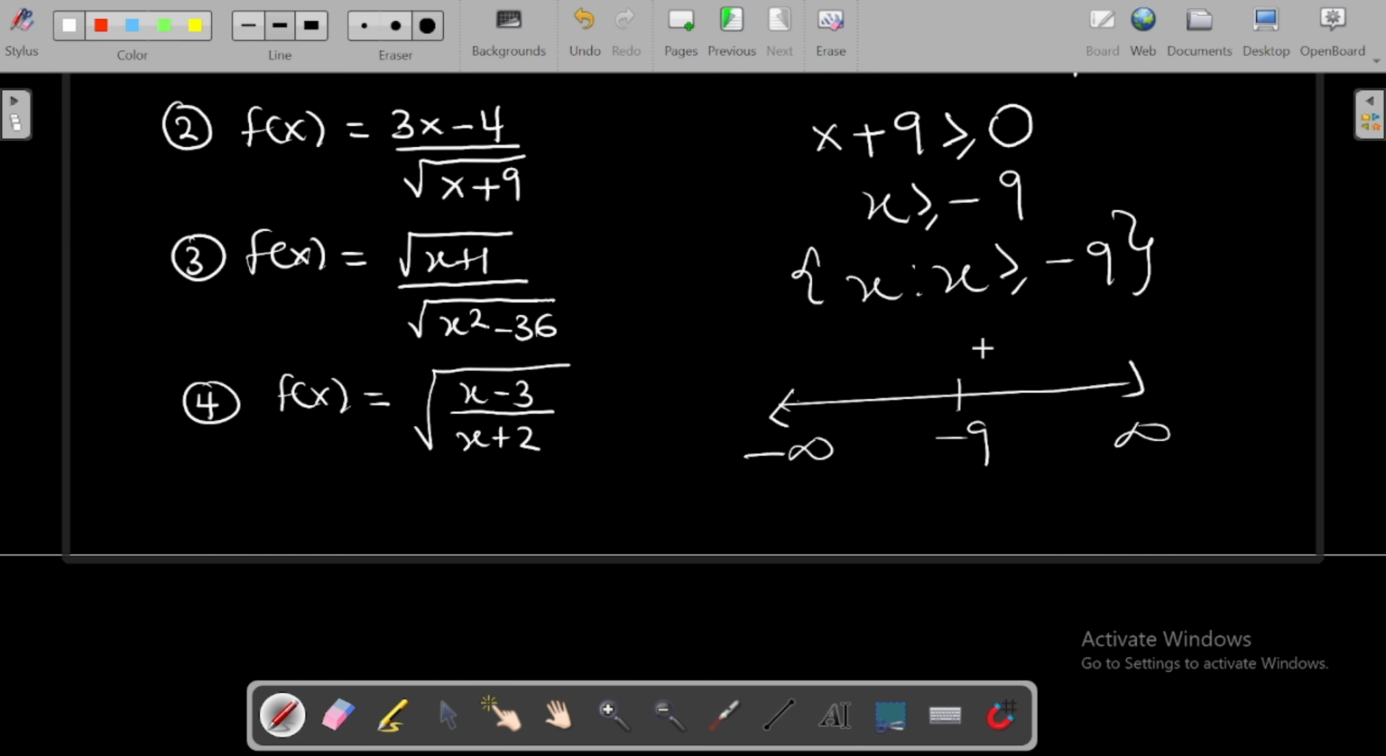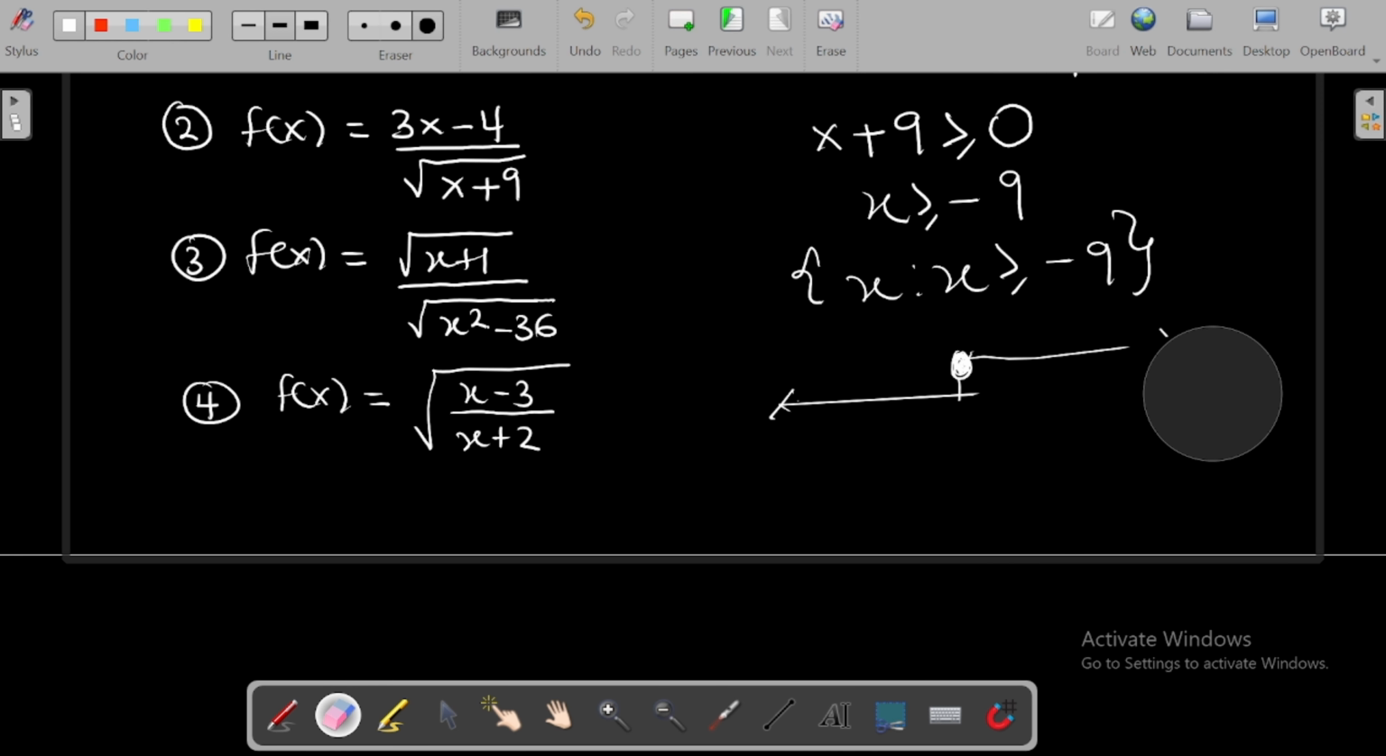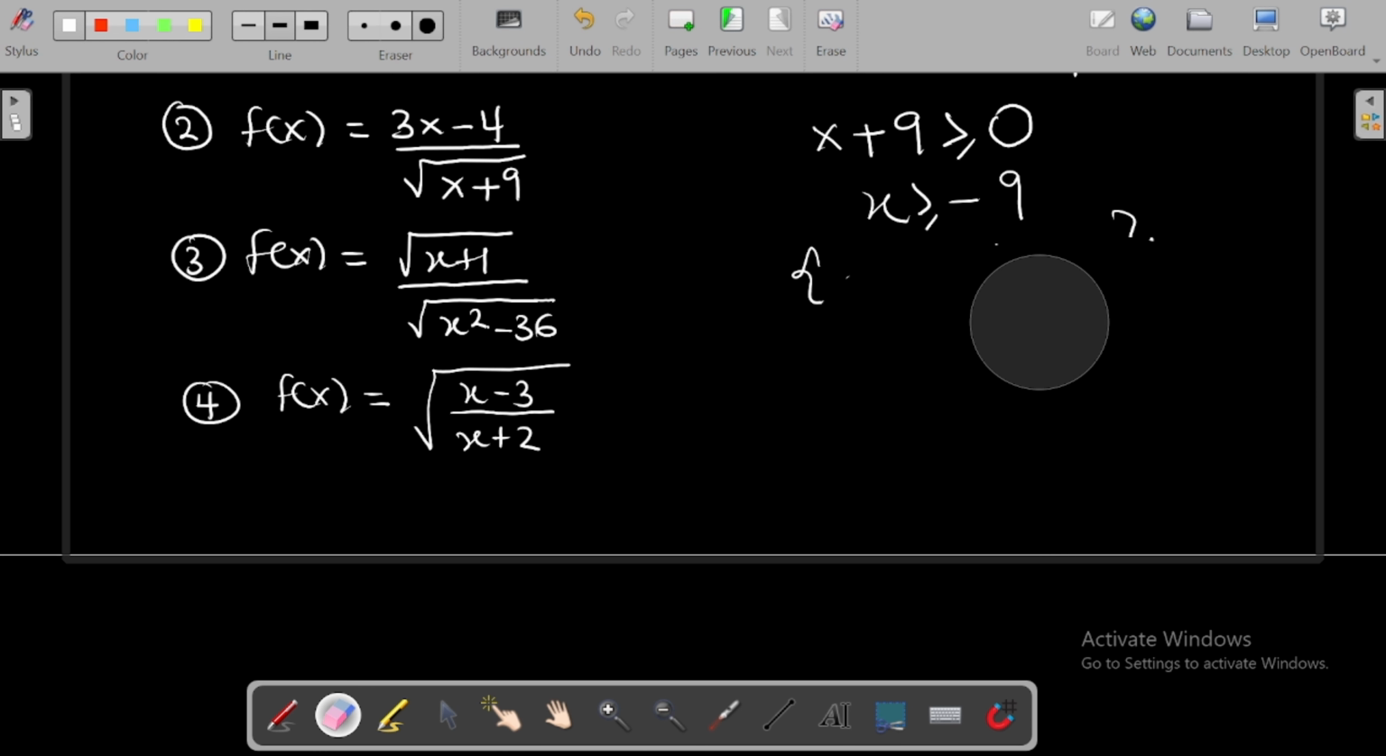At -9, since you have greater than or equal to, since there's equal to, you have a shaded circle or a closed circle. And then since it's greater than or equal to, you move this way. It means that our interval notation will simply be -9, with a square bracket, to infinity. And then that will be all for this particular question. Let's look at our third question.